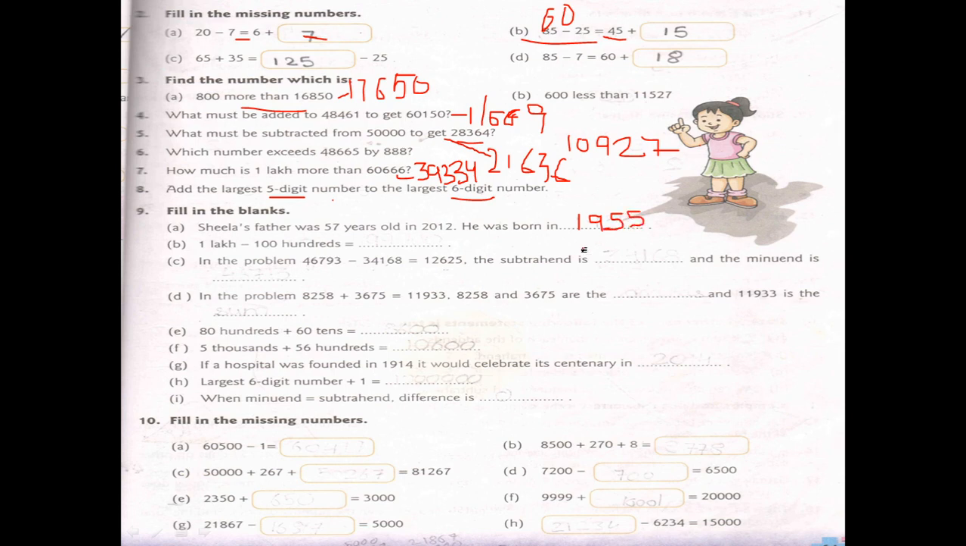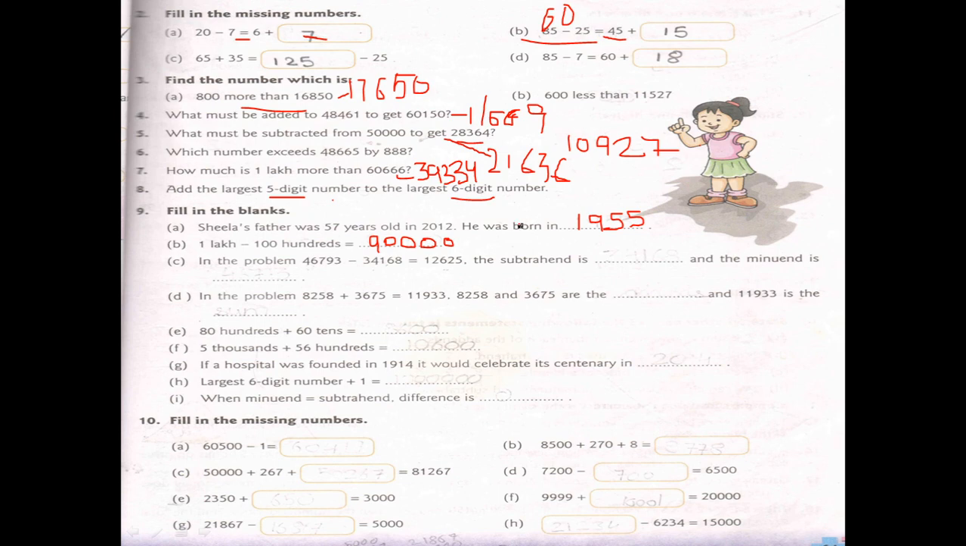In the B part, you have to subtract 1 lakh minus 100 hundreds. 100 hundreds is equal to 100 into 100, 10,000. So, your answer will be 1 lakh minus 10,000, that is equal to 90,000.